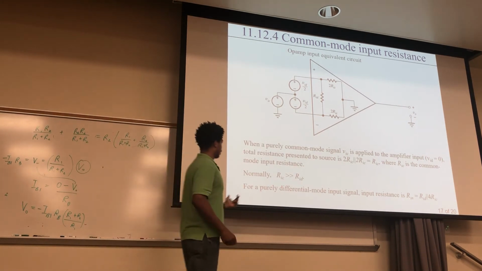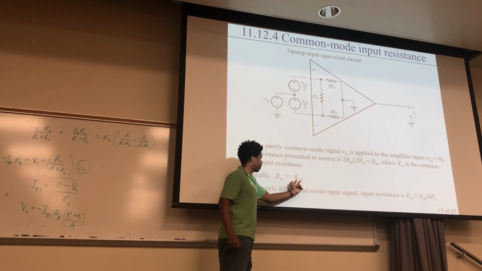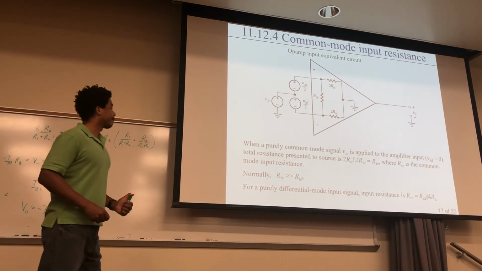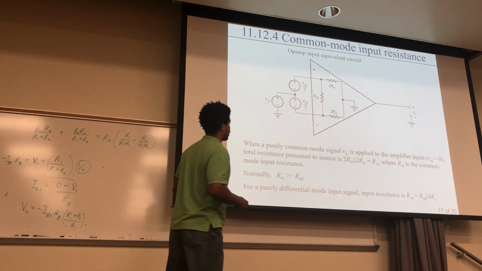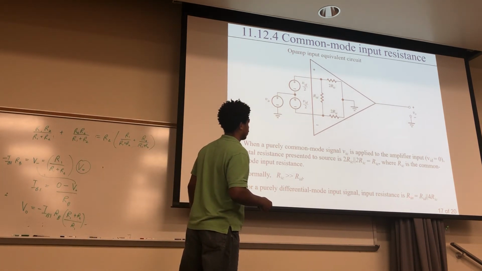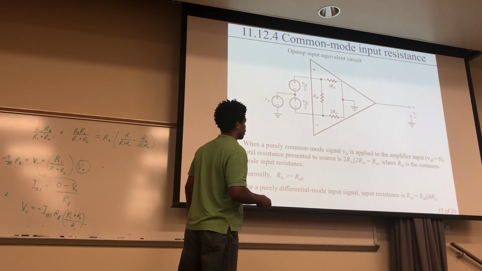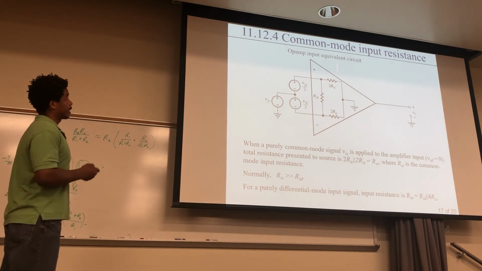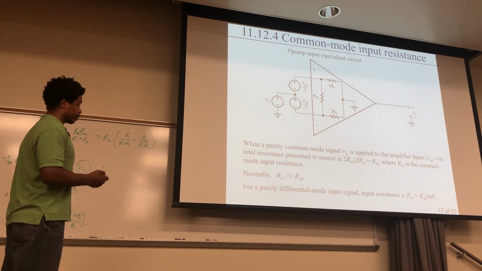And then normally, of course, this is like gigaohms, that's like megaohms, so this is much, much greater, 1,000 times greater. For a purely differential mode input signal, the input resistance is more like this: Rin equals this RID in parallel with 4 RIC. Okay, but that's the input resistance.